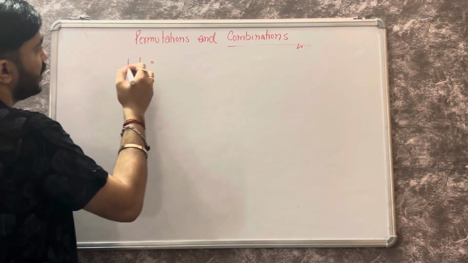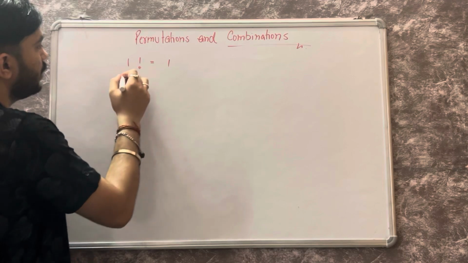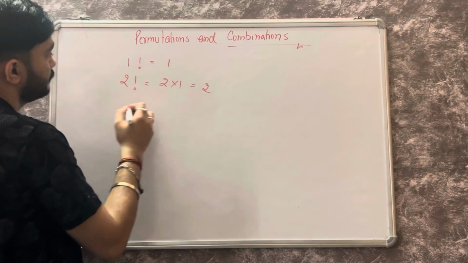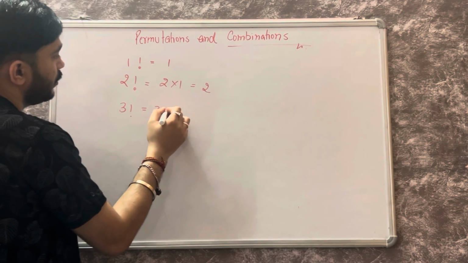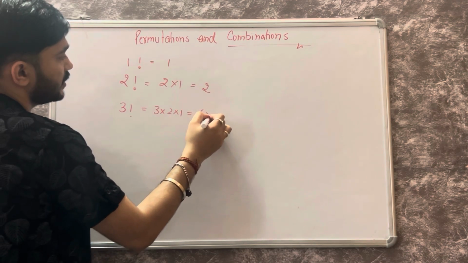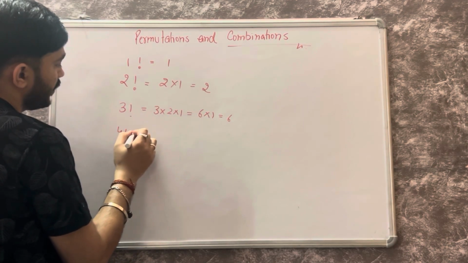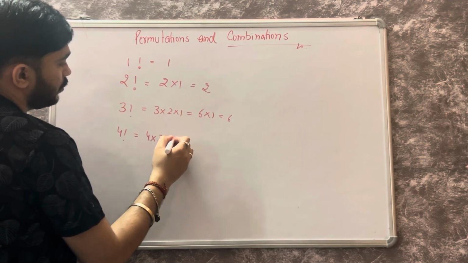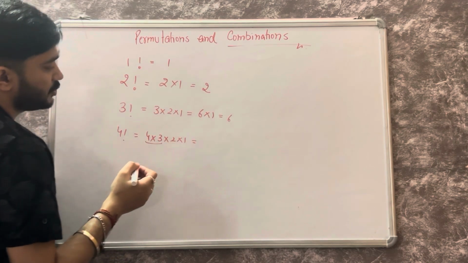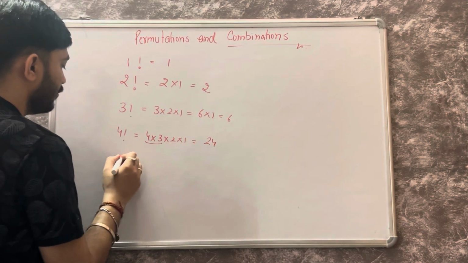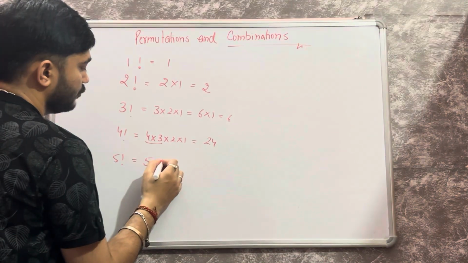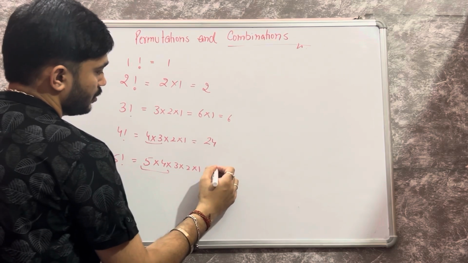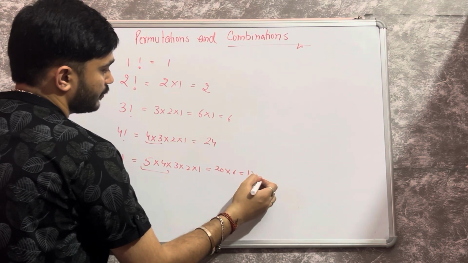Now let us find the answer of some factorials. What is 1 factorial? You are going to say 1 because you don't have any choice after that. 2 factorial is going to be 2 into 1, that is equal to 2. 3 factorial is going to be 3 into 2 into 1, that is 3 into 2 is 6 multiplied by 1 is going to be 6. 4 factorial is going to be 4 into 3 into 2 into 1, that is 4 into 3 is 12 into 2 is going to be 24. 5 factorial is going to be 5 into 4 into 3 into 2 into 1, that is going to be 20 into 6 equal to 120.